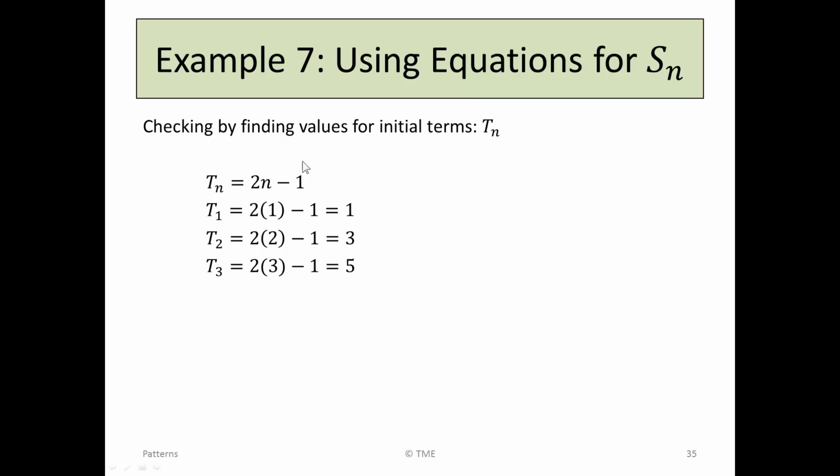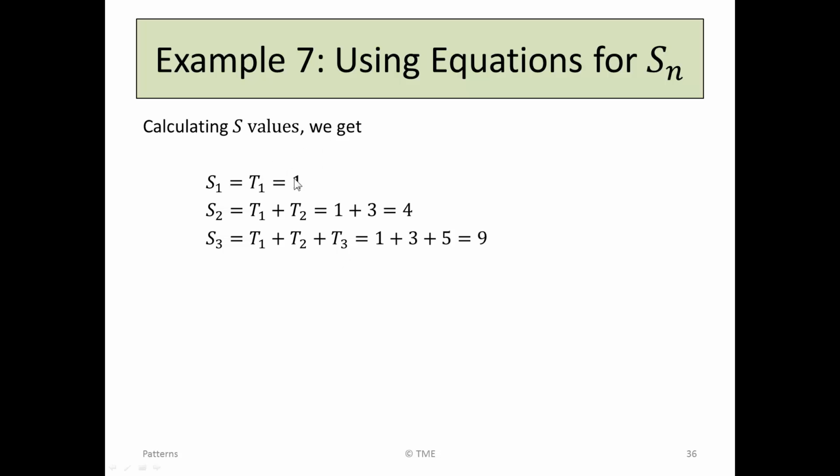We can check, if we wish, finding the values for the initial terms for Tn, knowing that the value is 2n minus 1. So substituting an n value of 1, we'd get 2 times 1 minus 1, or 1. T2 would be 2 times 2 minus 1, or 4 minus 1, which is 3. And T3 would be 2 times 3 minus 1, or 6 minus 1, which is 5. So our first three terms would be 1, 3, and 5.